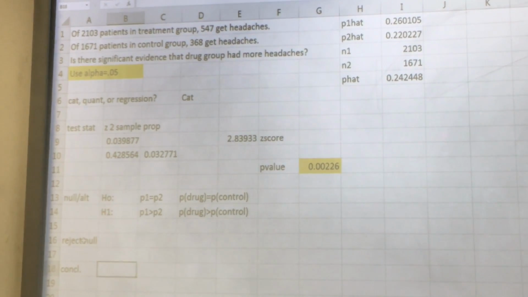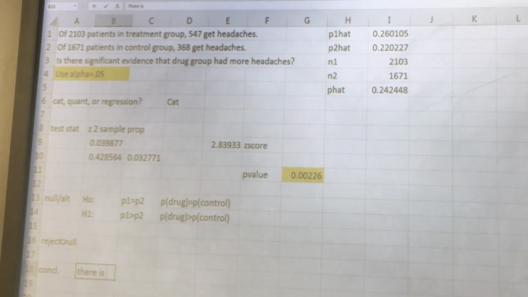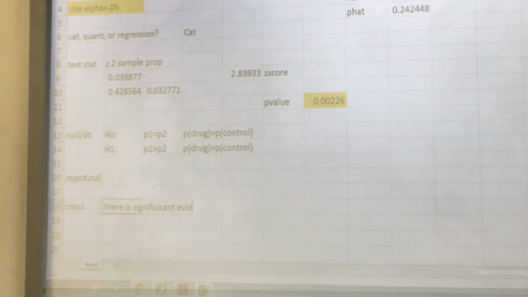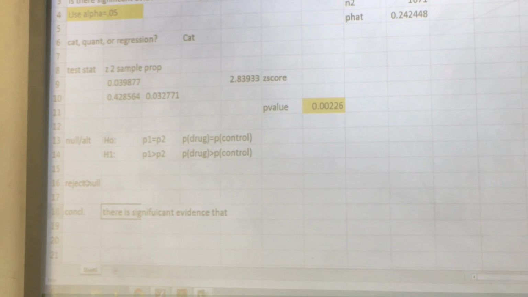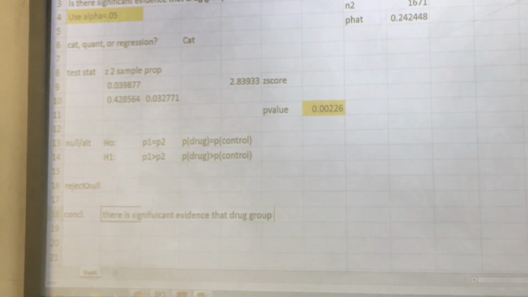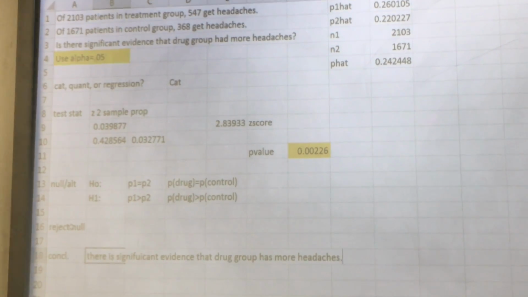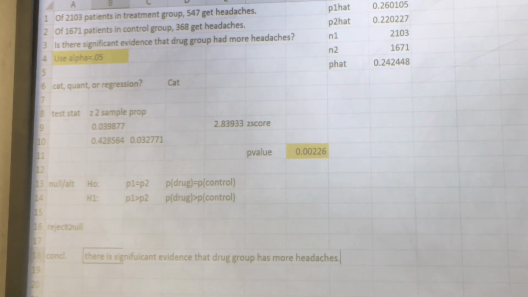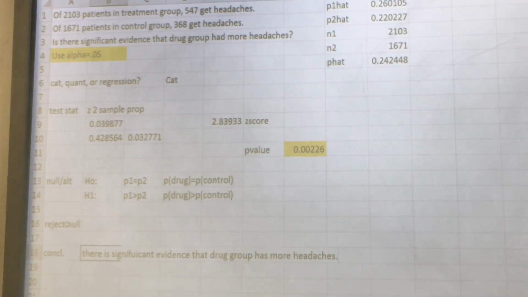What's my conclusion? There is significant evidence that the drug group has more headaches. I don't want you to say reject if you're not rejecting your conclusion. It just confuses people.